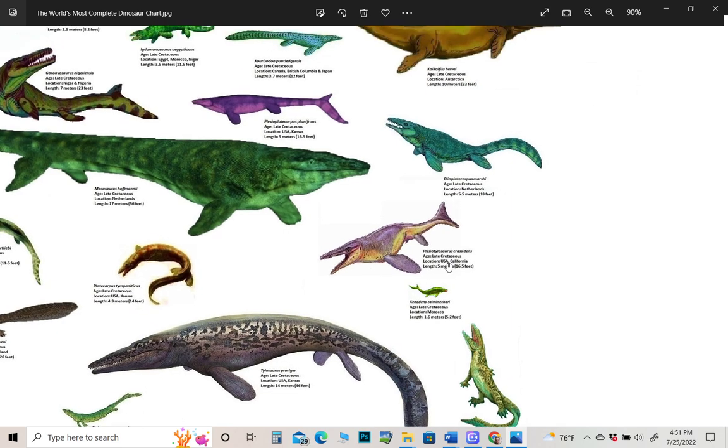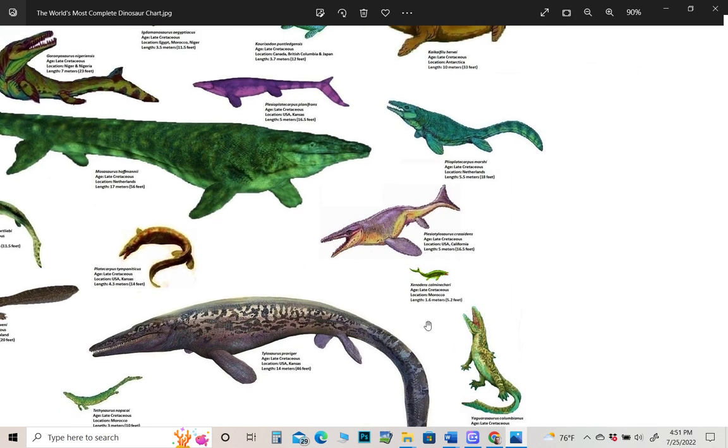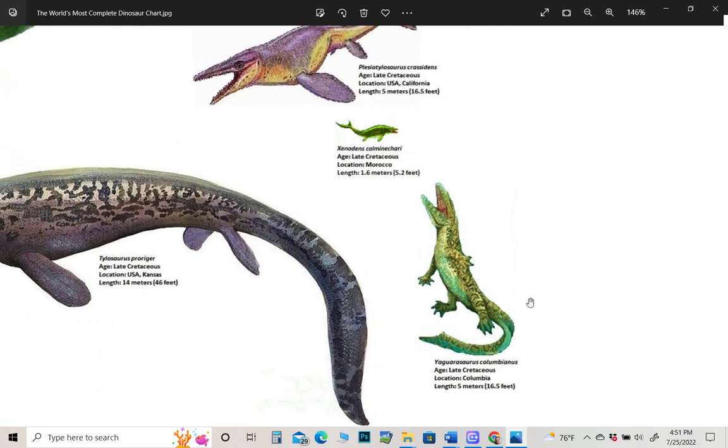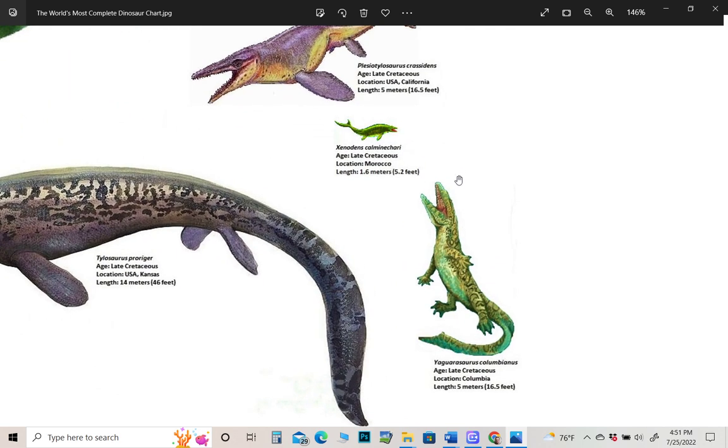Platycarpus, Plesiotylosaurus, Xenodens. Xenodens was discovered, I believe, just last year. It was one plesiosaur discovered, one mosasaur discovered, and it was that one last year. There's actually only two plesiosaurs, or more plesiosaurs discovered last year, but there's just one mosasaur.